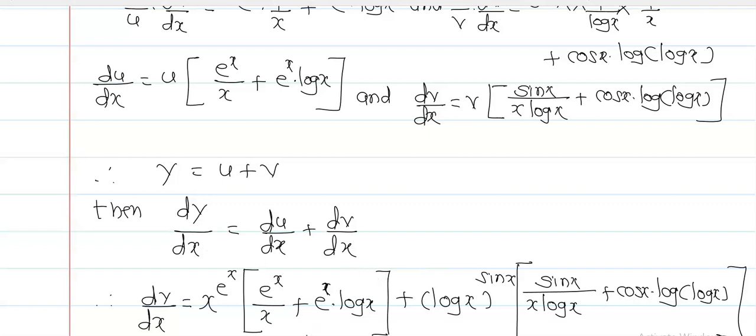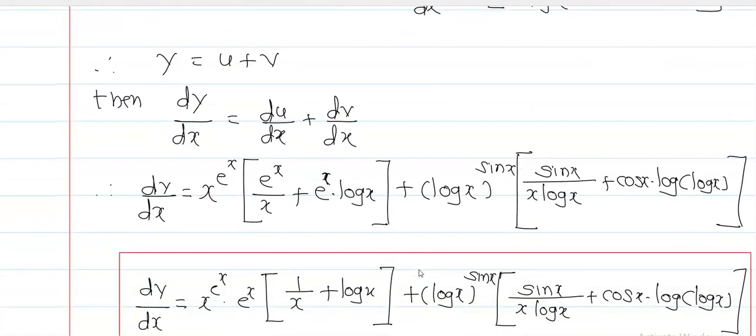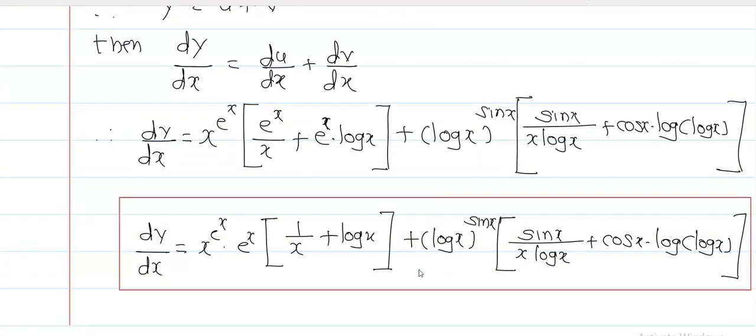Substitute the values of these with u is equals to x raised to e raised to x upon x plus e raised to x log x plus log of x bracket raised to sin x upon x log x plus cos of x into log of cos x, and this is the answer. Now this is your dy by dx. I will see the next problem.